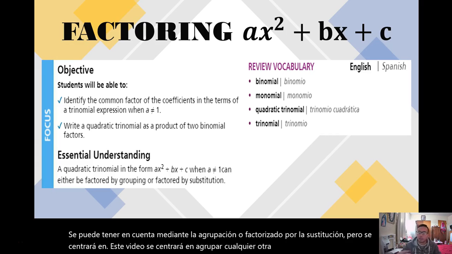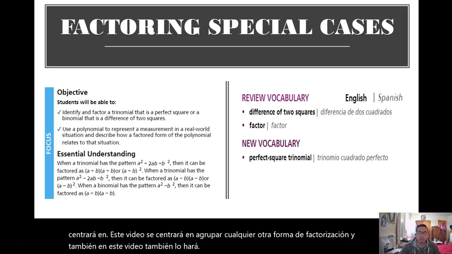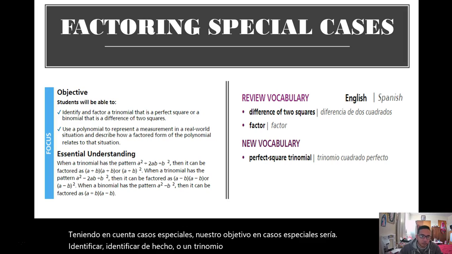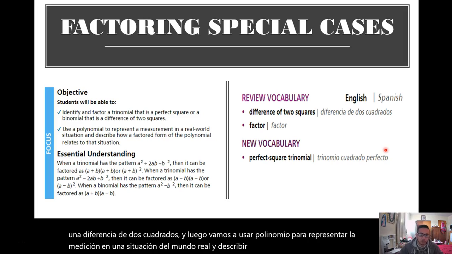Also in this video, we'll be doing factoring special cases. Our objective on special cases is to identify and factor a trinomial that is a perfect square or a binomial that is a difference of two squares. Then we're going to use a polynomial to represent the measurement in a real world situation and describe how the factored form of a polynomial relates to the situation.